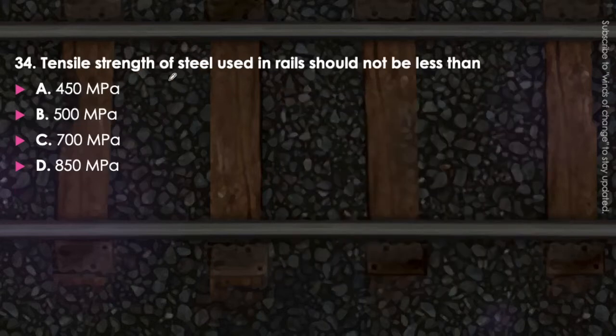Next question. Tensile strength of the steel used in rail should not be less than 450 MPa, 500 MPa, 700 MPa or 850 megapascal. We are talking about the tensile strength of steel that must be used in rail. So what will be the correct answer? It will be option C, that is 700 MPa. This is the minimum value of the tensile strength that has to be there if we are using the steel section as a rail.